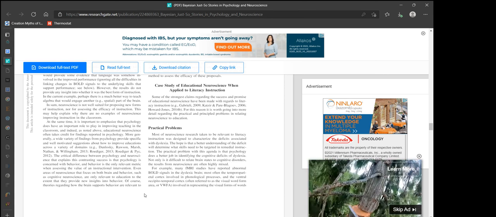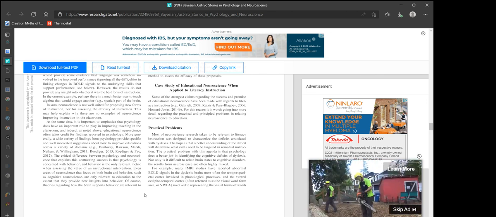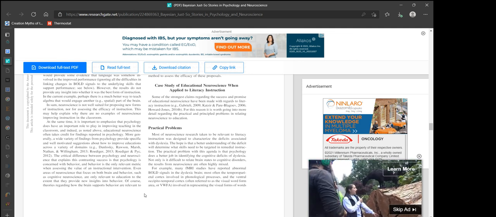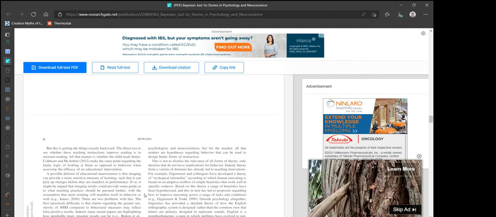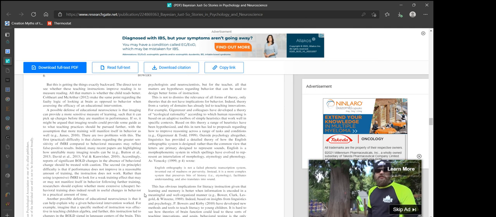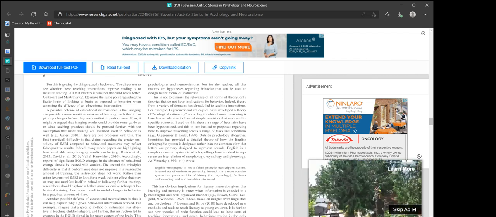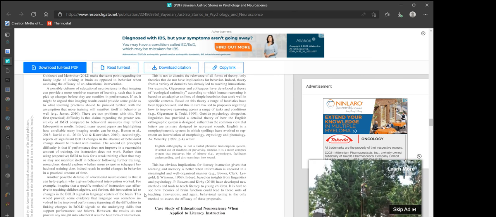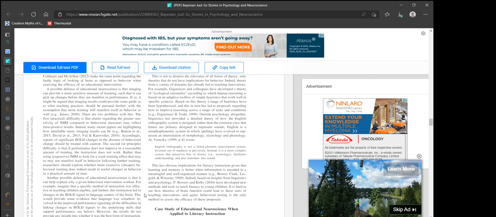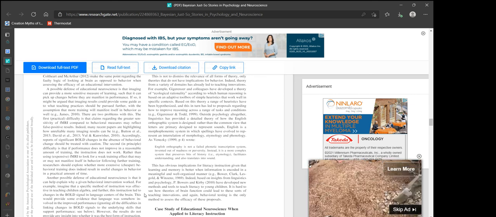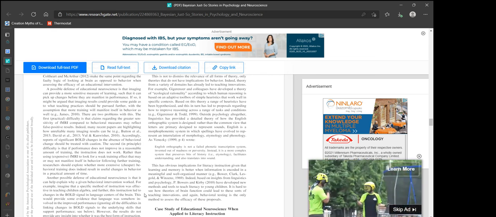Even areas of neuroscience that focus on both brain and behavior, such as cognitive neuroscience, are only relevant to education to the extent that they provide new insights into behavior. Of course, theories regarding how the brain supports behavior are relevant to psychologists and neuroscientists. But for the teacher, all that matters are hypotheses regarding behavior that can be used to design better forms of instruction. This is not to dismiss the relevance of all forms of theory, only theories that do not have implications for behavior. Indeed, theory from a variety of domains has already led to teaching innovations.